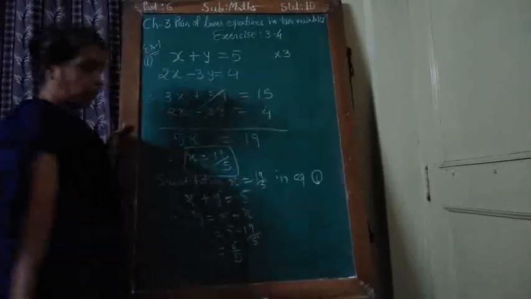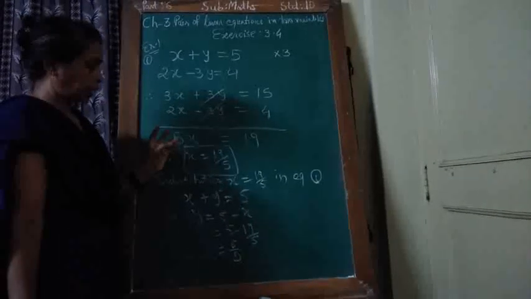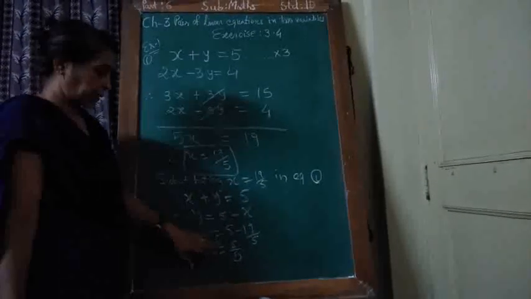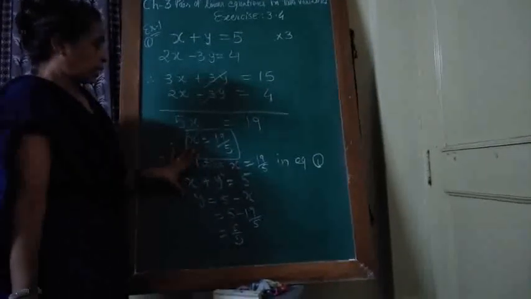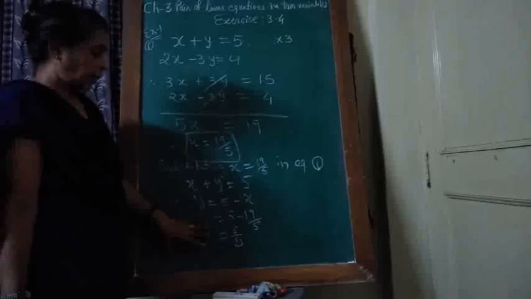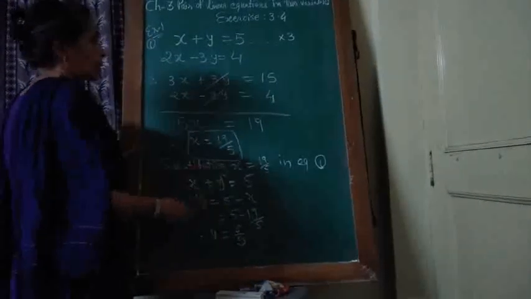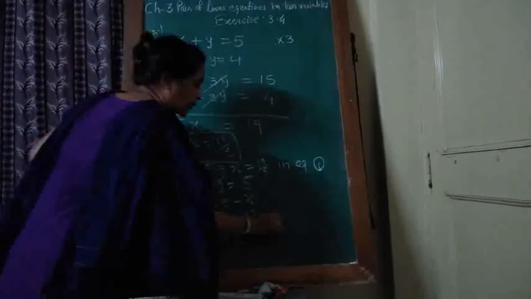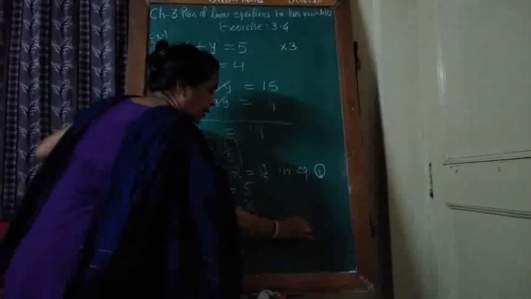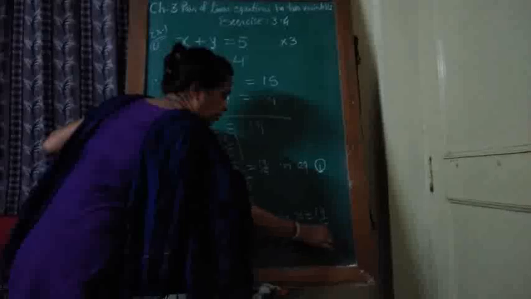LCM is 5. Check it. x equal to 19 upon 5 and y equal to 6 upon 5. So the answer is what? After this we have to write the answer. x equal to 19 upon 5 and y equal to 6 upon 5.